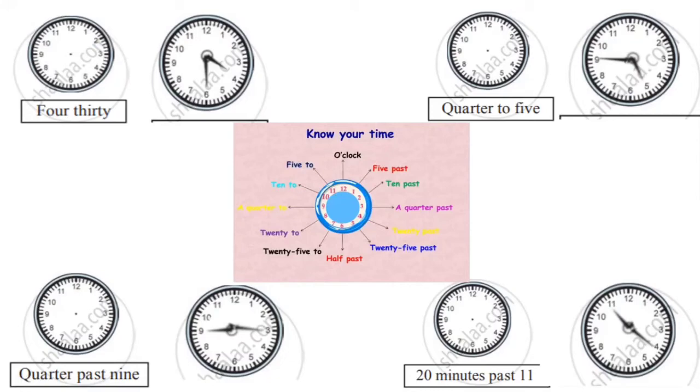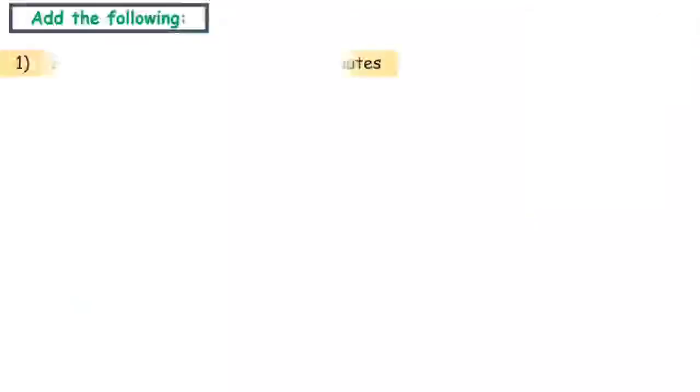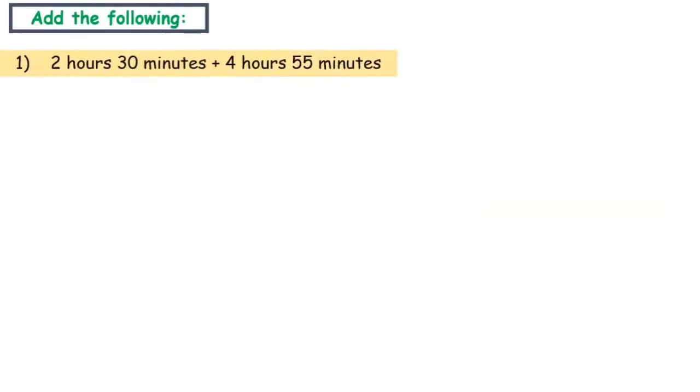Now we will see how to add time and how to subtract time. So now we will see the first sum. It says 2 hours 30 minutes plus 4 hours 55 minutes. So the first thing that we have to do is draw a table with two columns, the first column with hours and the second with minutes.